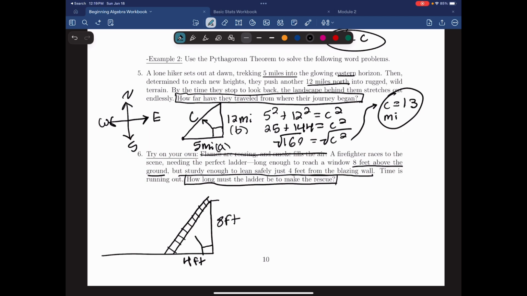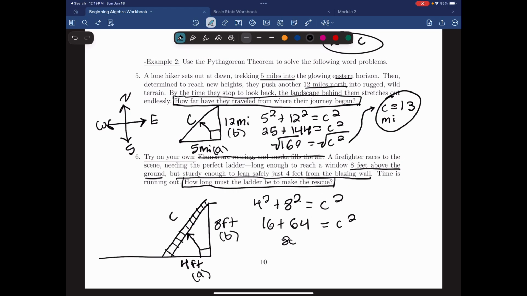Well, making a right triangle out of this, note that this is the hypotenuse of a right triangle. So to figure this out, we can just simply use the Pythagorean theorem and solve for c. Let's say the side length a is 4 feet and side length b is 8 feet. So we're going to have 4 squared plus 8 squared equals c squared. 4 squared is 16, 8 squared is 64. Set that equal to c squared. 16 plus 64 is 80. So we're going to get 80 equals c squared.